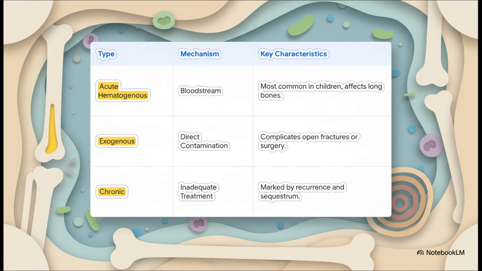First, acute hematogenous. That's when the bug travels through the bloodstream, kind of like a silent invader. Then there's exogenous, which is a direct contamination, maybe from an open fracture or even surgery. And what happens if you don't stamp out that acute infection? Well, it can turn chronic, just a smoldering fire waiting to flare up again.